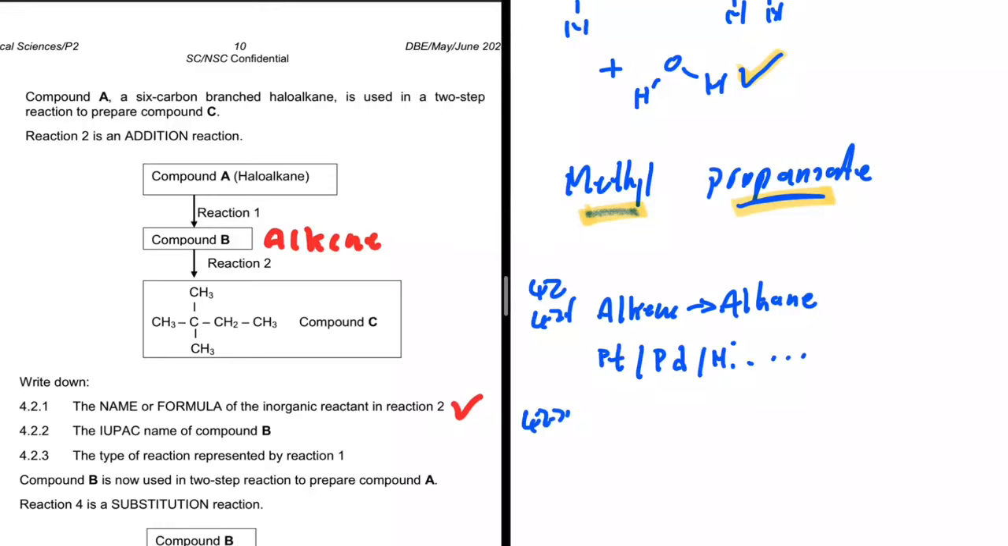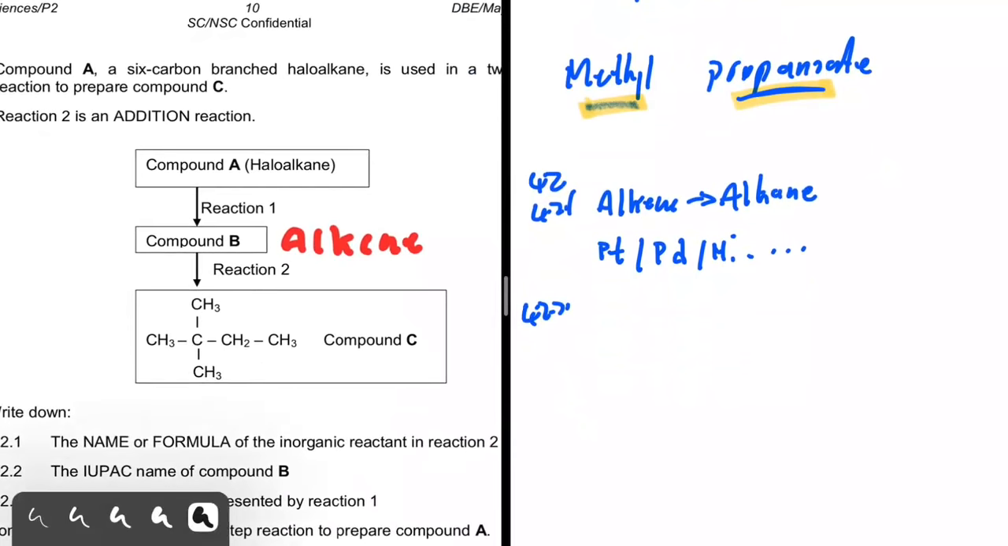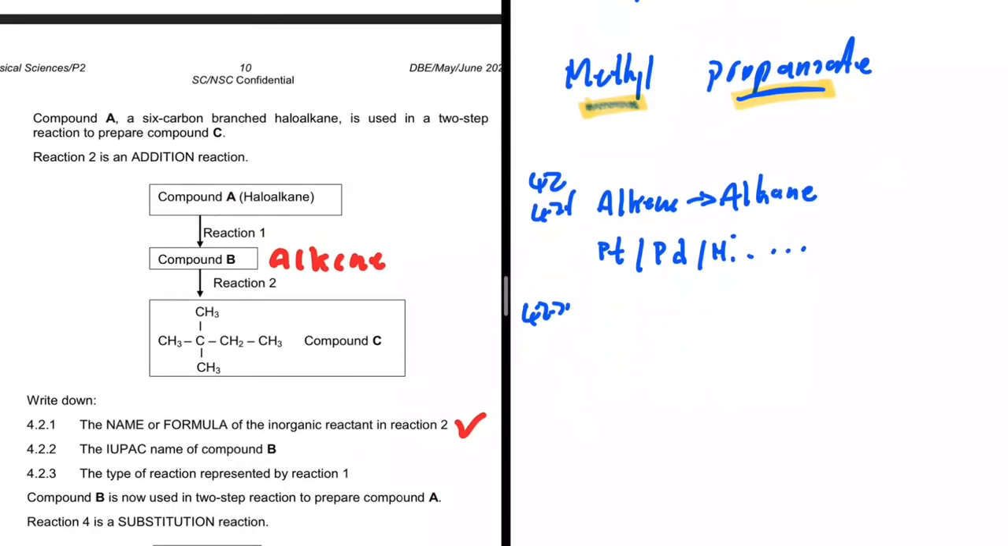So compound B is an alkene. Let's try sketching the alkene. We can try sketching the alkene using compound C. We're sort of removing 2 hydrogens there. So the question says the IUPAC name, but it's better to sketch before we actually name the compound, right? It becomes easier. So let's see.